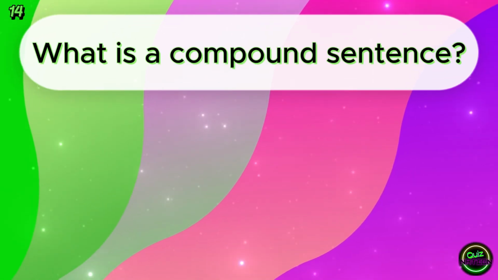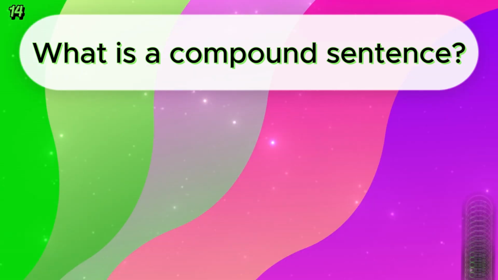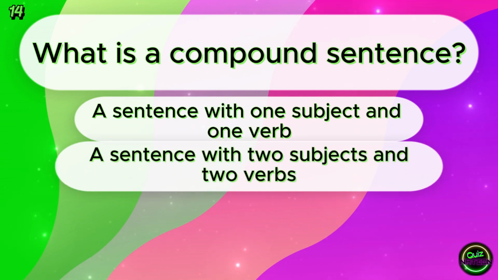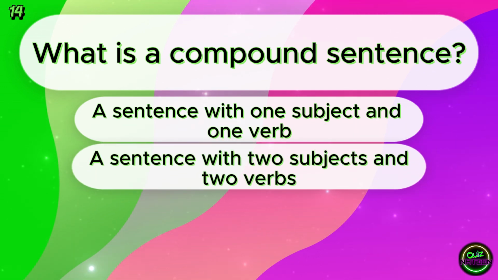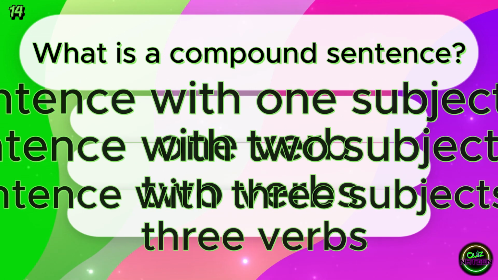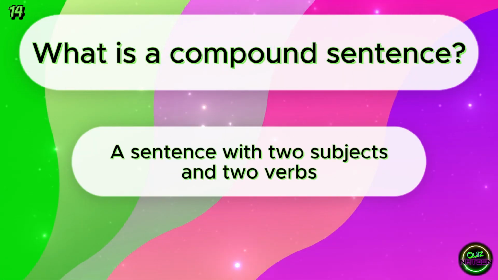What is a compound sentence? A sentence with one subject and one verb. A sentence with two subjects and two verbs. A sentence with three subjects and three verbs. The answer: a sentence with two subjects and two verbs.